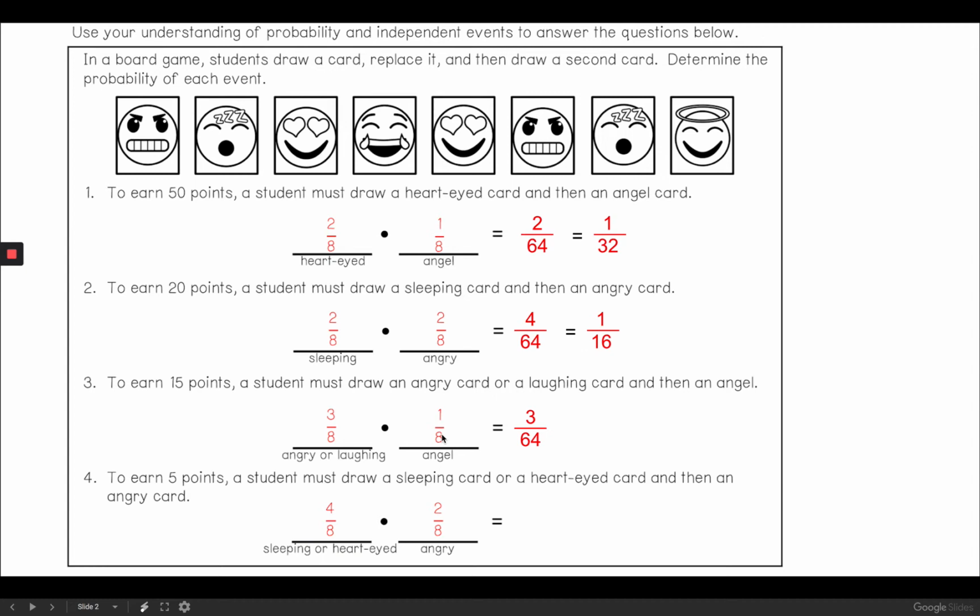So 4 times 2 is 8. 8 times 8 is 64. That would be 8 out of 64, which reduces down to 1/8. So I have a 1 in 8 chance of getting a sleepy-eyed or heart-eyed card, then an angry card.